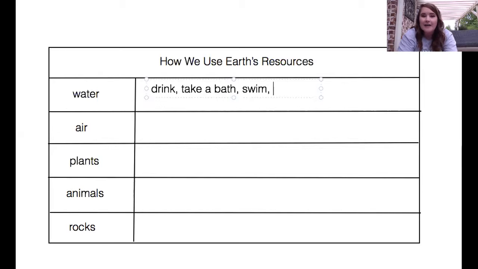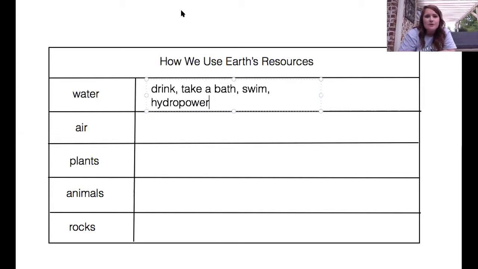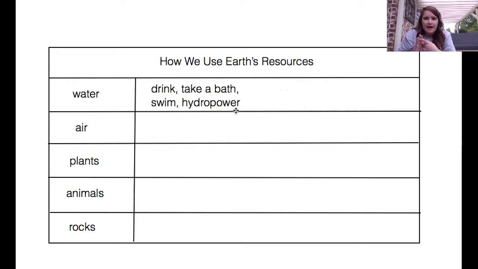Okay, did you think about hydropower? Have you ever heard of hydropower? Some places use hydropower. That's when they use the power of water to make energy or electricity or even heat. There's all kinds of different ways that people use water for energy, for things that we need. And that is called hydropower. So we know that we drink water every day to stay healthy. We take a bath, take a shower, brush our teeth. We cook with water. We swim in water. Animals use water for all those things, as well as hydropower. So that's a resource that we use every single day.